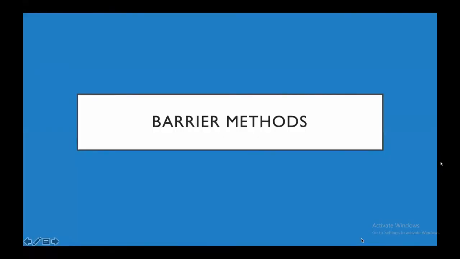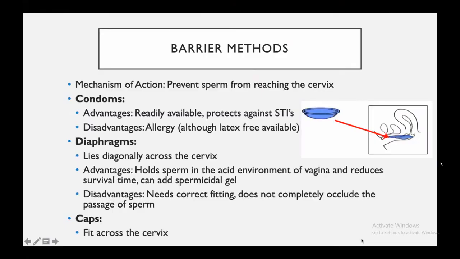So the first method I want to explain is barrier methods. As we know, there are 3 different types of barrier methods: condoms, diaphragms, and caps. The mechanism of action, or how it works, is that you want to explain that it prevents the sperm from entering the cervix. As you know, condoms' advantages are they're readily available.